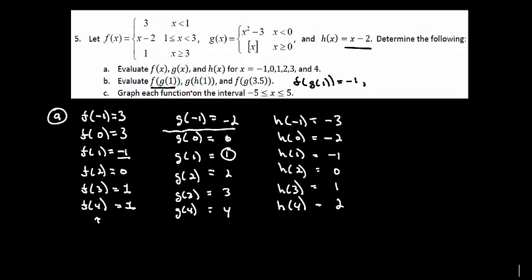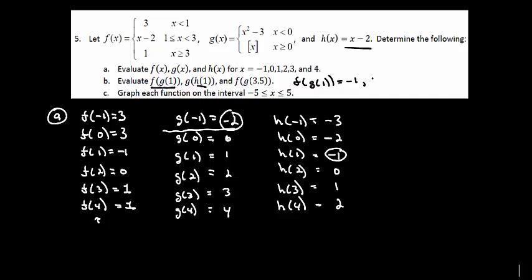Now let's take a look at the second one. We need to first find h at 1. So h at 1, I'm going to go ahead and delete these so it's clear again. H at 1 is -1, but now I need to go ahead and take -1 and plug it into g. So g at -1 is -2.